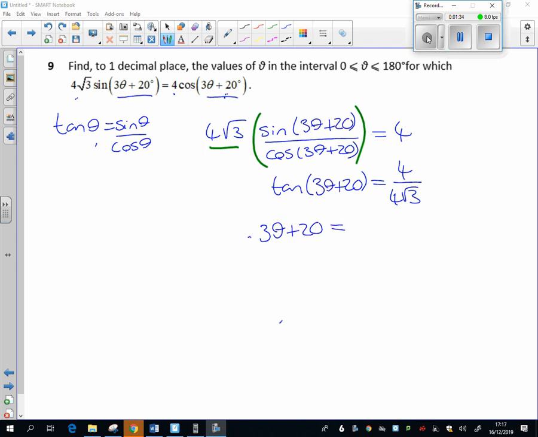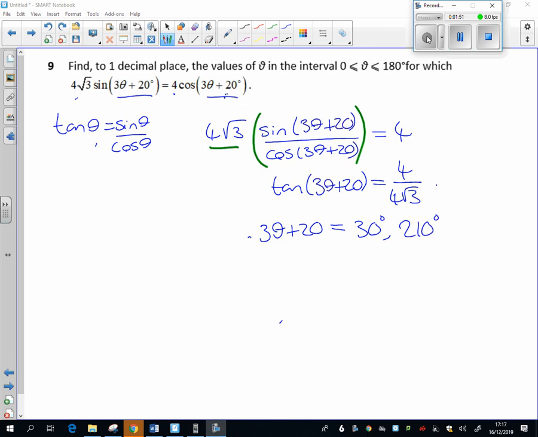And it's really important that I write that. I don't just write theta or x. So I'm going to inverse tan that and get 30 degrees. Then it's tan, so I'm going to add 180 to get my second solution.